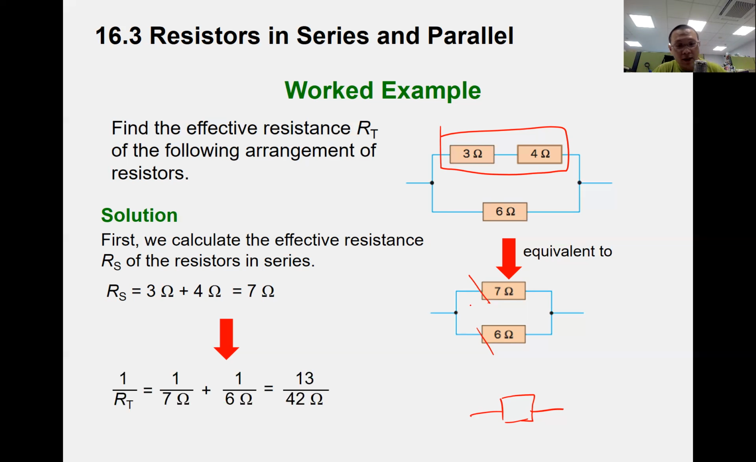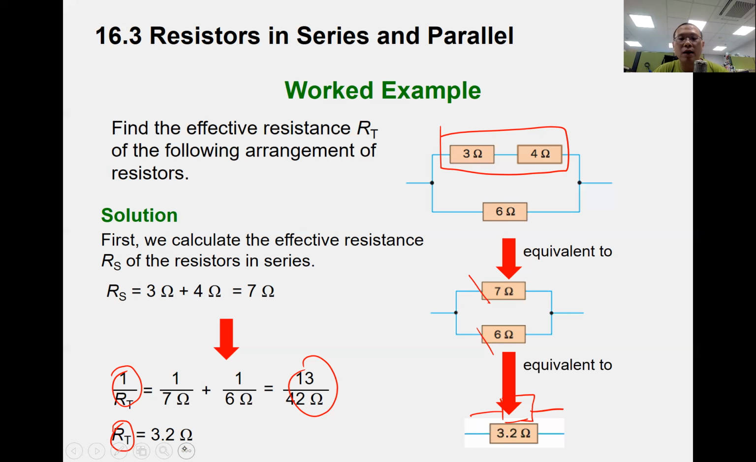This answer here is not the answer you want, because this refers to 1 over RT. I still need to flip it up because eventually I want RT. So I flip it to become 42 over 13, and when I simplify using my calculator, you get about 3.2. So what I have effectively done is sum up 7 and 6 ohm together, merging them into a single resistor of 3.2 ohms.